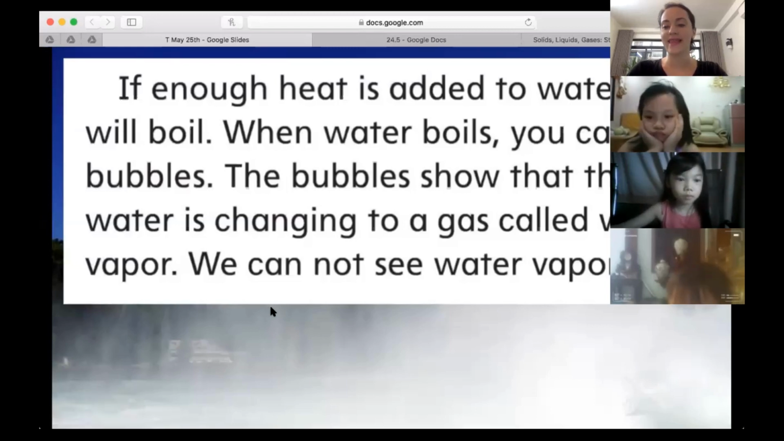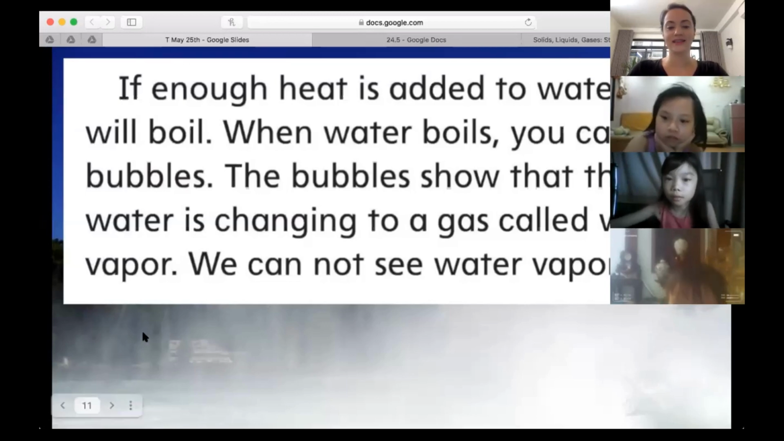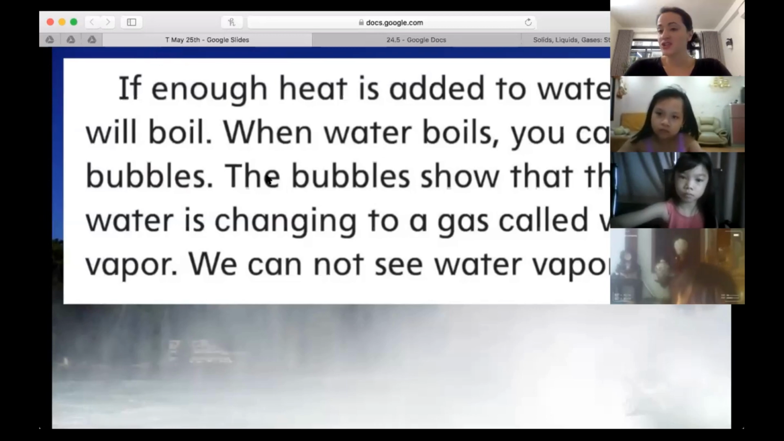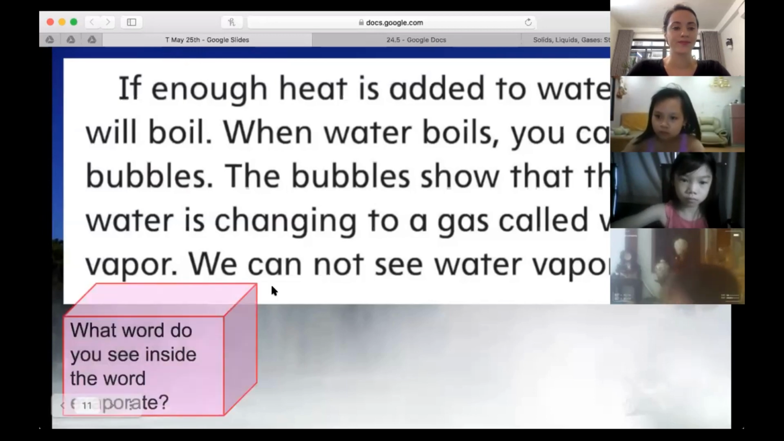Yep, go ahead and read the last sentence too. We cannot see water vapor. Excellent. So in this picture, you can see the water vapor going into the air, but once it gets high enough, it just becomes part of the air. We can't really see it anymore.